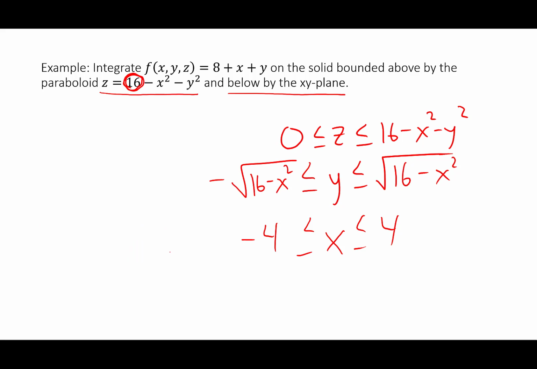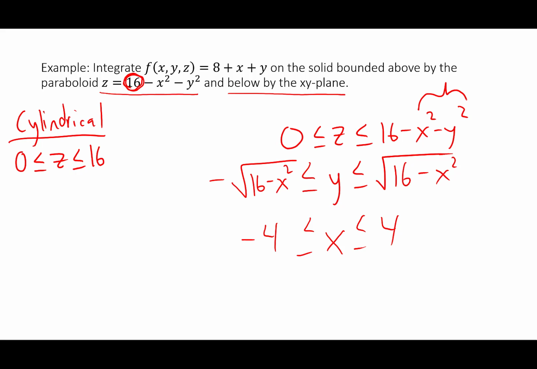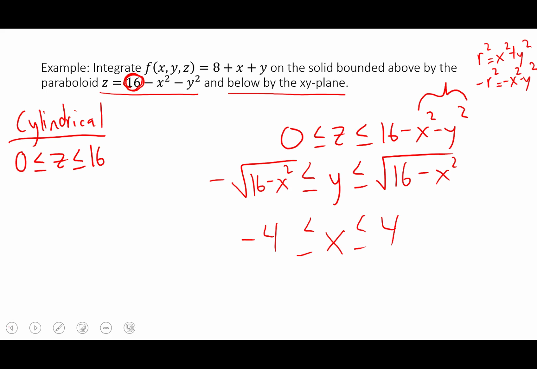Okay. Well, z, remember, stays as z. So in cylindrical, not much is changing with z except for this part right here. Okay, because when we change to cylindrical coordinates, we shouldn't see an x and a y anymore, right? But we know, remember, r squared is equal to x squared plus y squared. So that means that minus r squared is equal to minus x squared minus y squared. So our bounds for z become 16 minus r squared.